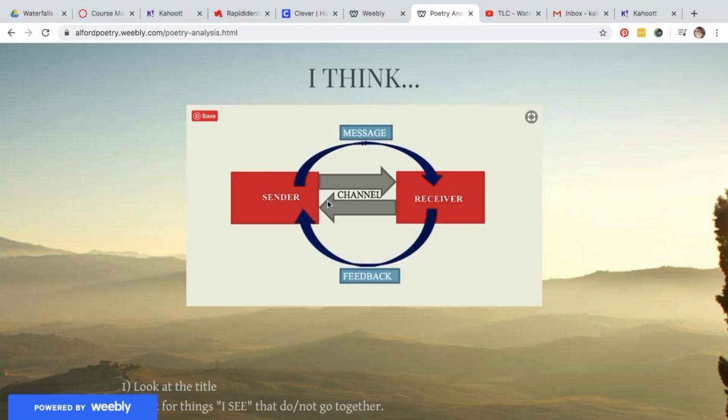The next step is to read it one more time, and this is where you're trying to figure out, what does it actually mean? I think this figurative language means blank.